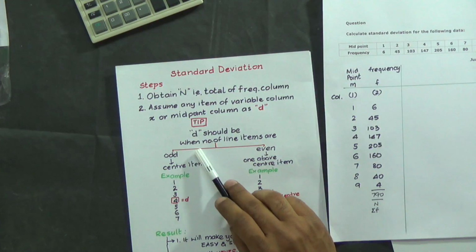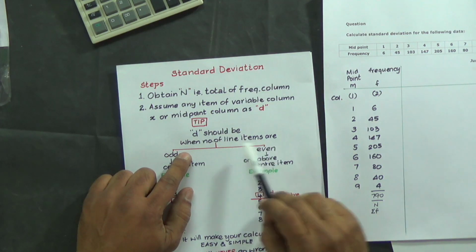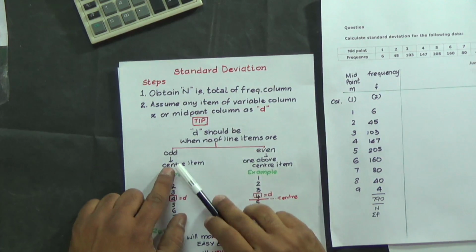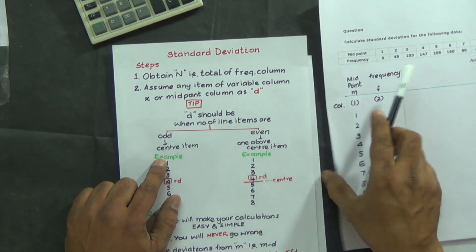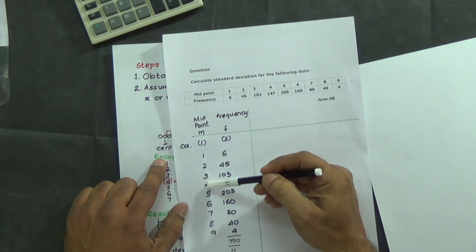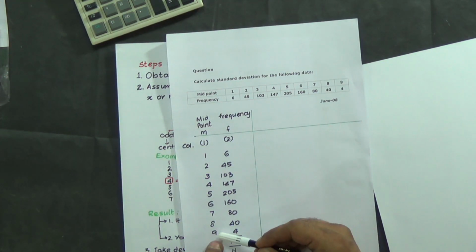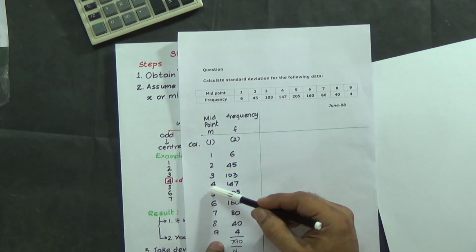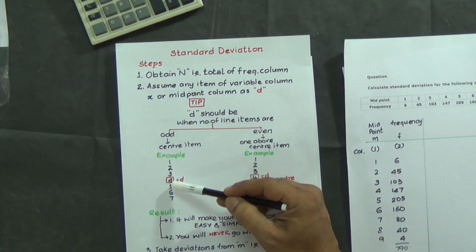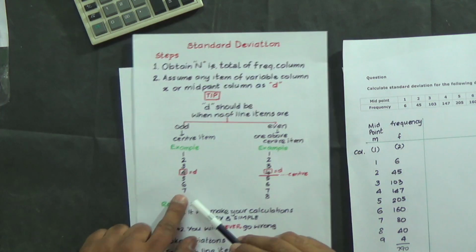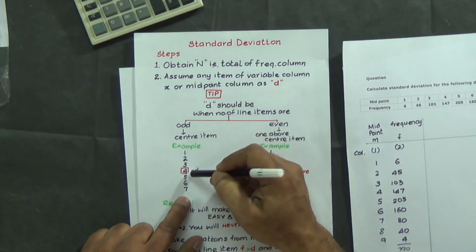The tip is, d should be chosen depending on whether the number of line items is odd or even. When it is odd, choose the center item. For instance, in this case we have 1, 2, 3, 4, 5, 6, 7, 8, 9. It is odd, 9 is an odd number. When we have an odd number, the d should be the center one chosen. For example, here we have 1, 2, 3, 4, 5, 6, 7. 7 is an odd number. When 7 is an odd number, d to be chosen should be the center of this, from here to here.